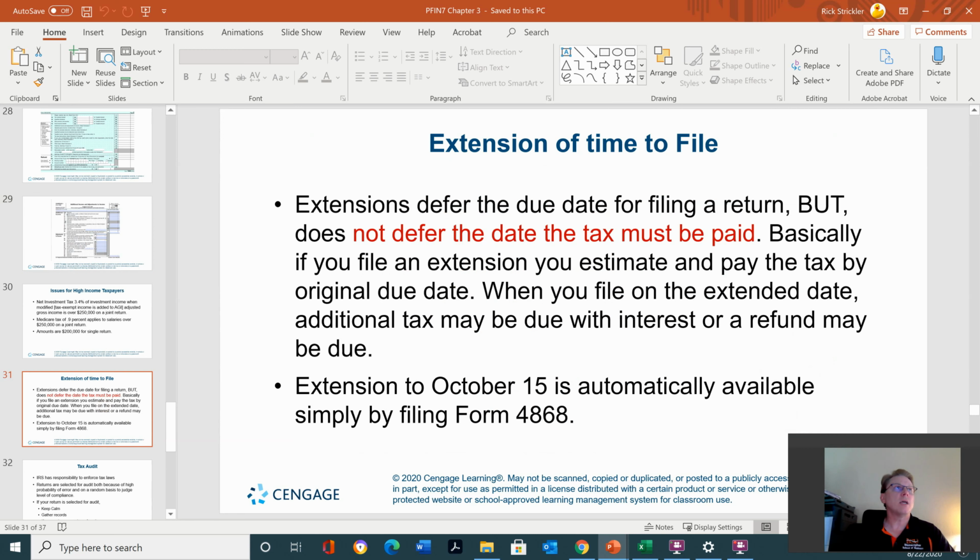Extensions to file. It's an extension to file, but you still have to pay the taxes. So if you don't have your taxes done on time, you can file for an extension, but you have to send in what you think you're going to owe. Otherwise, you're subject to penalties and fines and everything else.